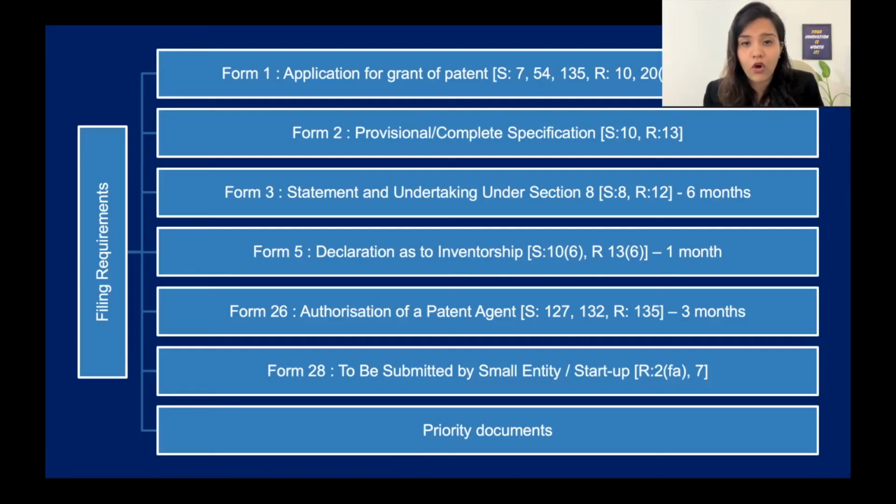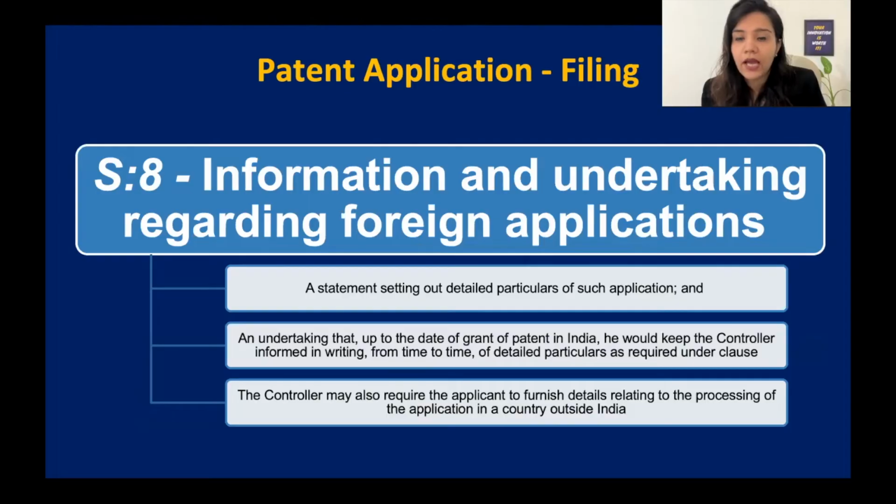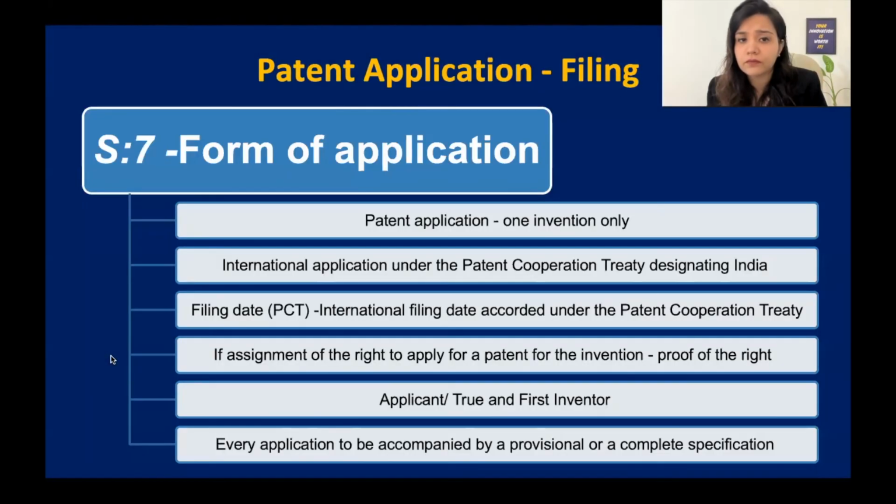Now, the third form is statement and undertaking under Section 8. Section 8 has 3 basic requirements that we need to fulfill. First, we give a statement whenever there is a foreign application and we are processing an application in India too. A foreign application can be filed before my filing date or after my filing date. But whenever I'm filing an application in India, I need to give Form 3. Details of Form 3 are mentioned in Section 8. And what does it include?